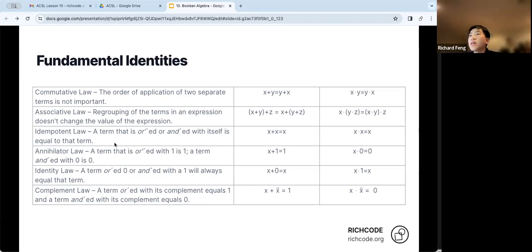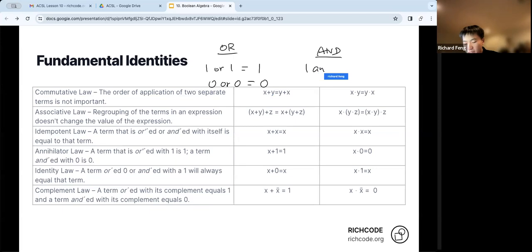The next one is the idempotent law. Remember, you don't have to memorize any of the names. It's not super important. Basically, it says a term that is ORed or ANDed with itself is equal to that term. This is easy to see if we draw a simple truth table. Let's first look at the OR case. Basically what it's saying is 1 or 1 is 1, 0 or 0 is 0. It's pretty straightforward if you know the definition of OR, and the same thing for AND.